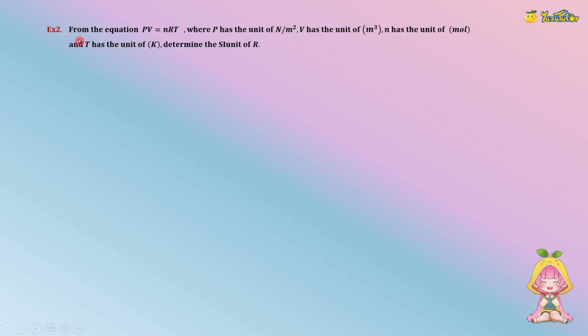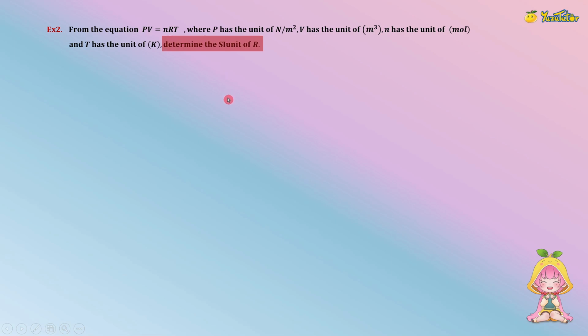Next example, from the equation PV equals nRT, where P has the unit of Newton per square meters, V has the unit of cubic meters, N has the unit of mole, and T has the unit of Kelvin. Determine the SI unit of R.